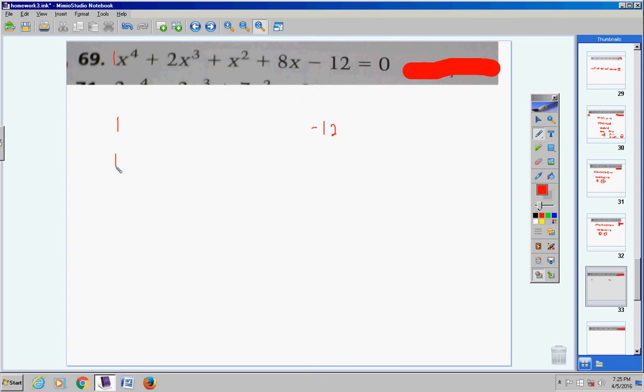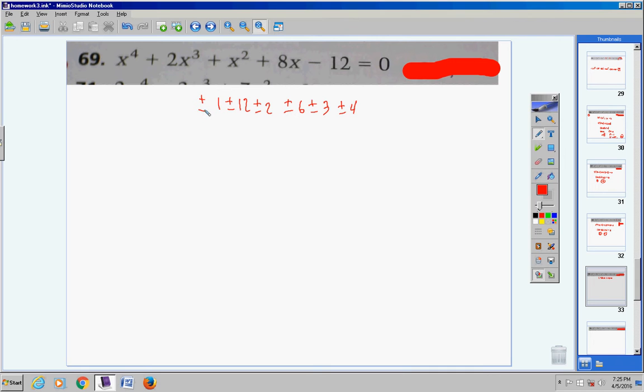So the factors of 1 would be 1. The factors of 12 would be 1, 12, 2, 6, 3, 4. Put each of these over 1 and you get positive negative 1, positive negative 12, positive negative 2, positive negative 6, positive negative 3, positive negative 4. There's your list of possible rational zeros. If there are any rational zeros for this equation, they will be in this list. So I'm going to start checking these numbers for zeros.